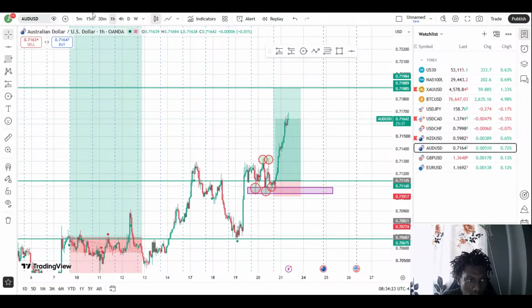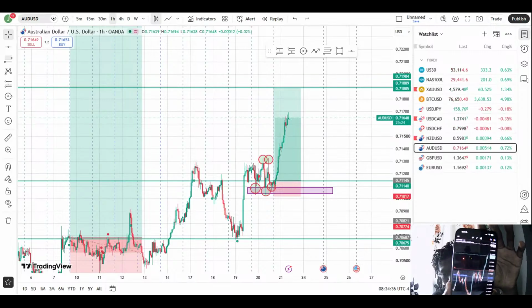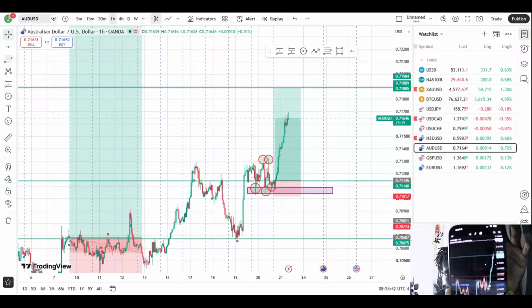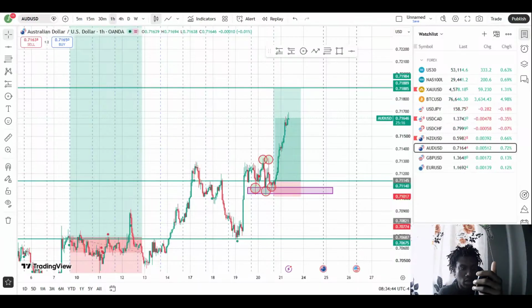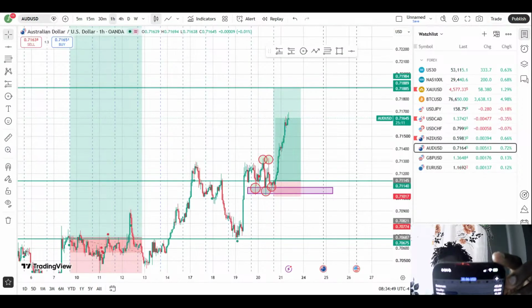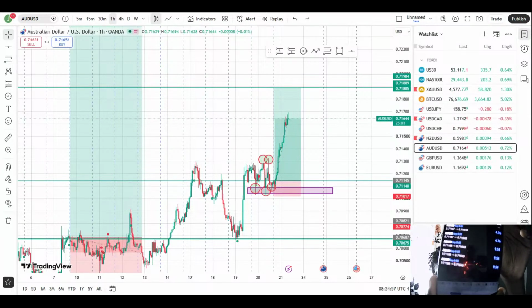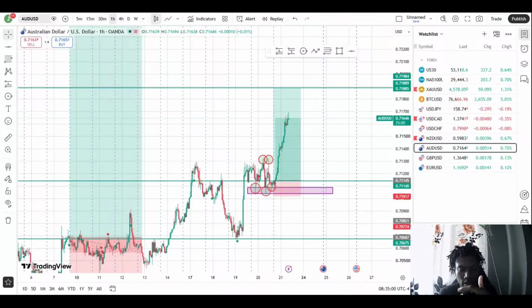I did get in this entry. Let me go on my phone quick. You can see I put my stop loss and all. You can see the blue lines on the screen. Yeah, I did get in this entry, man.